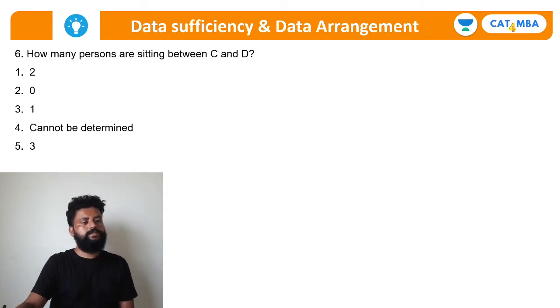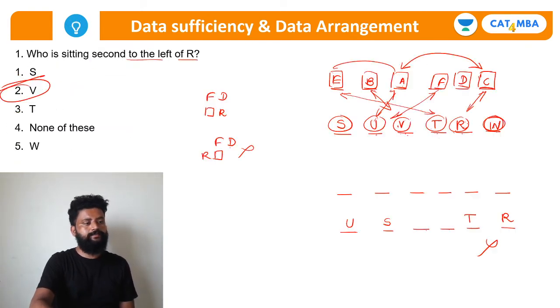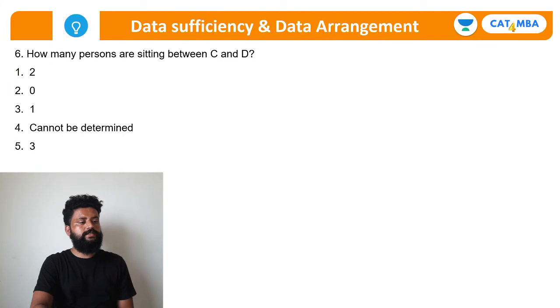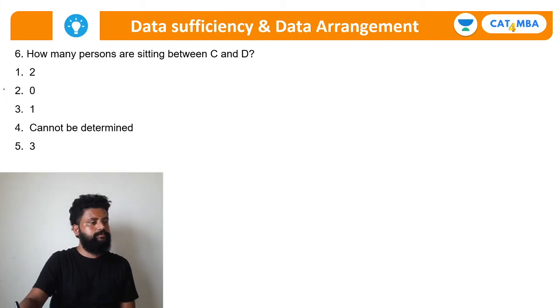The sixth one, how many persons are sitting between C and D? Between C and D, there is no one between C and D. 0.